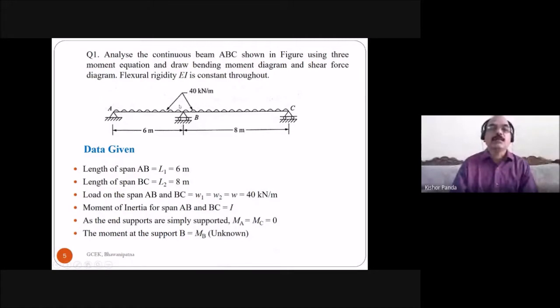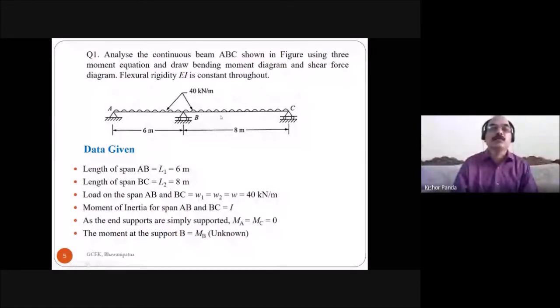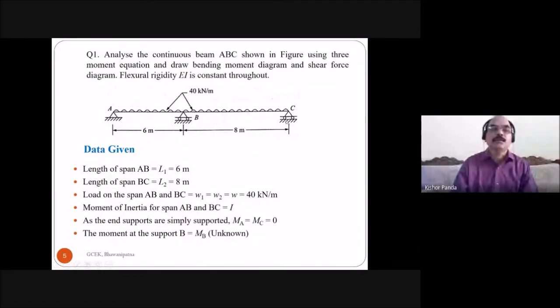So you have to find this unknown moment using the Clapeyron theorem, because here there is only one moment. By using the Clapeyron theorem, you will get one equation, and then you can find the value of the moment, because you put MA equal to 0 and MC equal to 0. Only this is unknown, so only one equation is required, and you get this equation by applying the Clapeyron theorem of three moments to spans AB and BC, because there are only two spans. This theorem can be applied to any two consecutive spans.